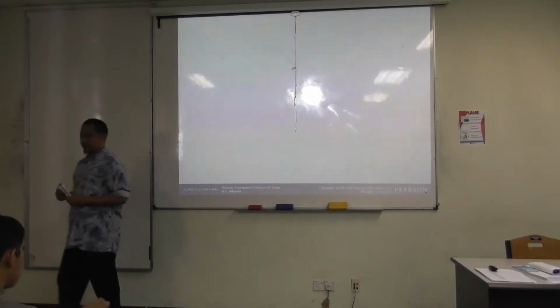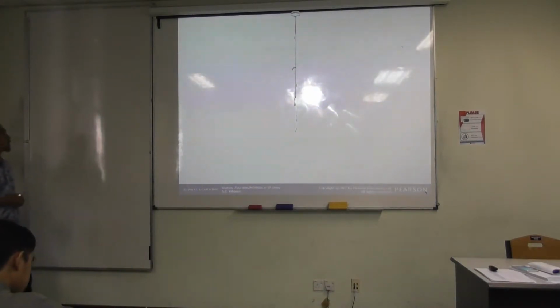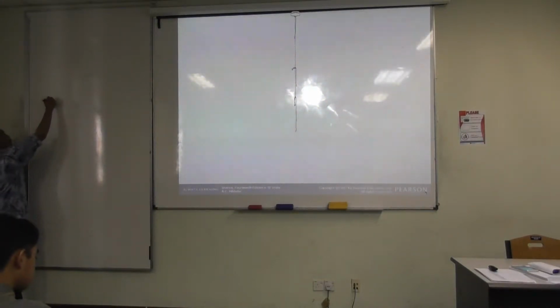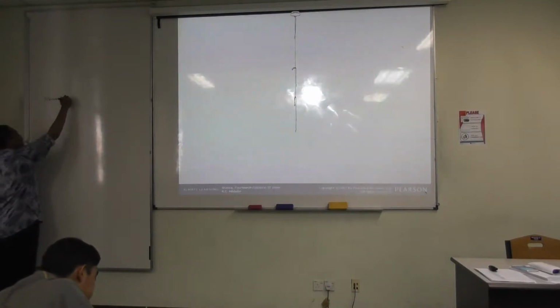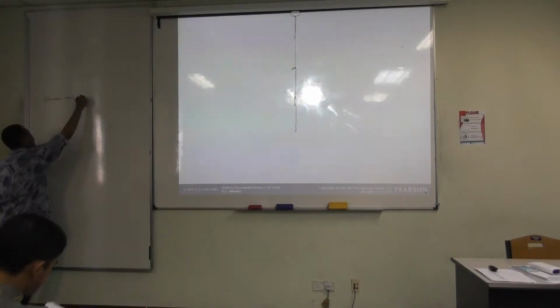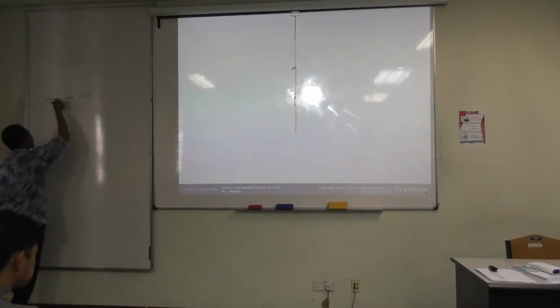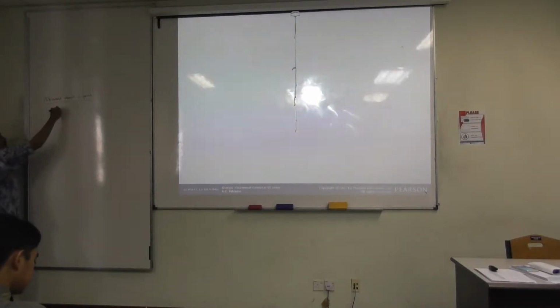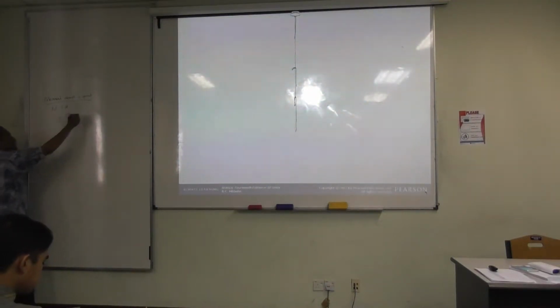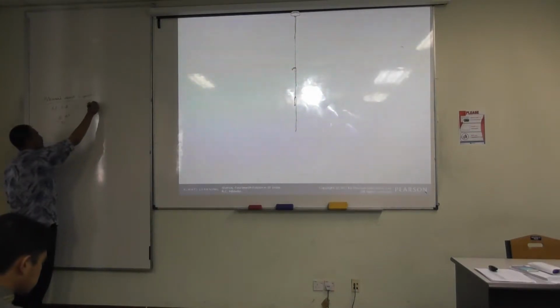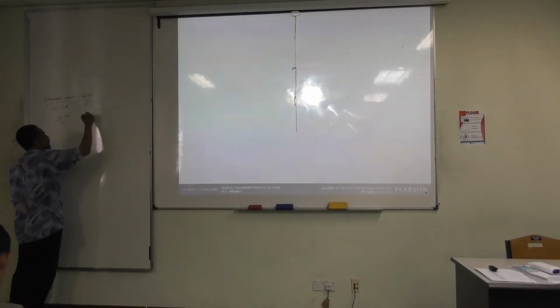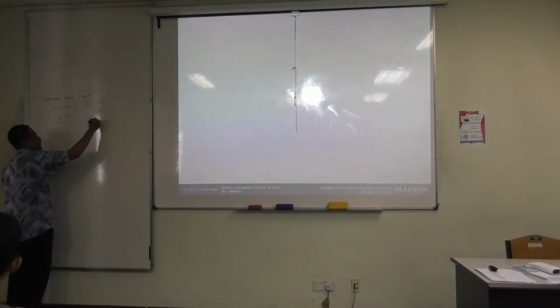So just to recap what we have covered so far in chapter 4, mainly we are dealing with moment. So we have covered moment about a point, where M equals Fd in the scalar calculation, and also M equals r cross F in the vector operation, right?